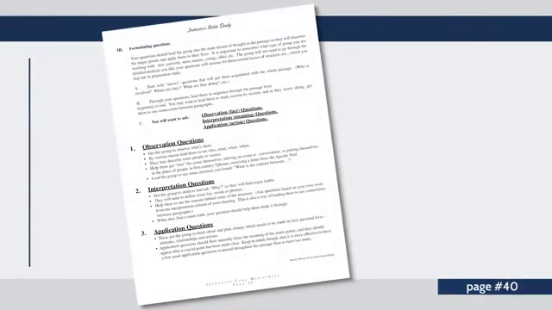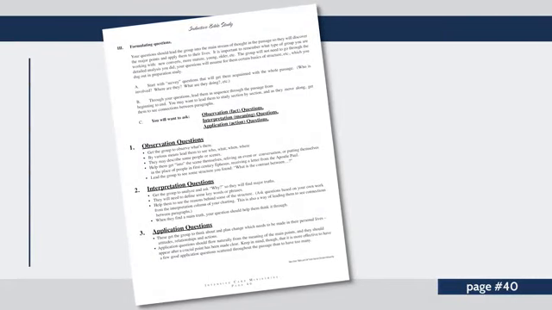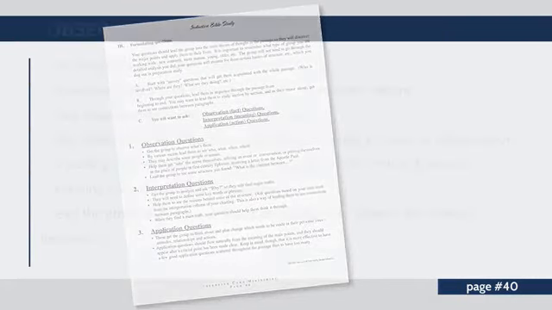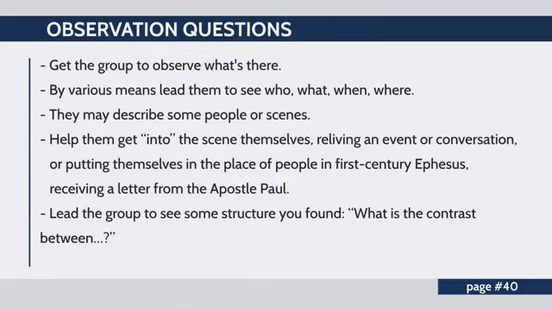And notice on the next page there, you've got some more information about how to ask observation questions, interpretation questions, and application questions. Get the group to observe what's there. By various means, lead them to see who, what, when, where. They may need to describe some of the people or the scenes, help them to get into the scene themselves, reliving an event or a conversation, or putting themselves in the place of the people in first century Ephesus receiving a letter from the Apostle Paul. Lead the group to see some of the structure that you found, so forth. All right, so that's observation.